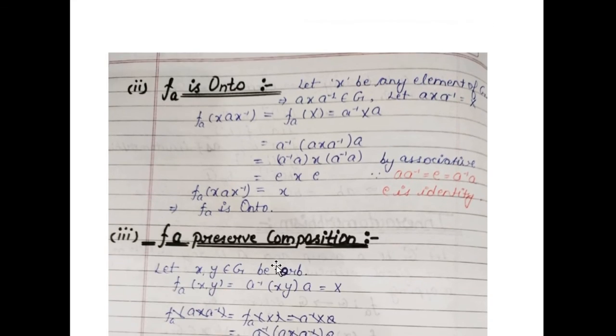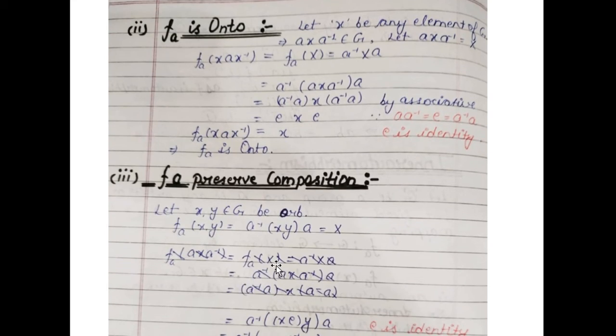Now we have to show F_A is onto. Let x be any arbitrary element of the codomain or range G. So this implies there exists A x A inverse belonging to G. Let A x A inverse be equal to capital X. So F_A of A x A inverse will be equal to F_A(X). This is equal to A inverse X A, and this will be A inverse A x A inverse A. By using associativity, you can write it as this.